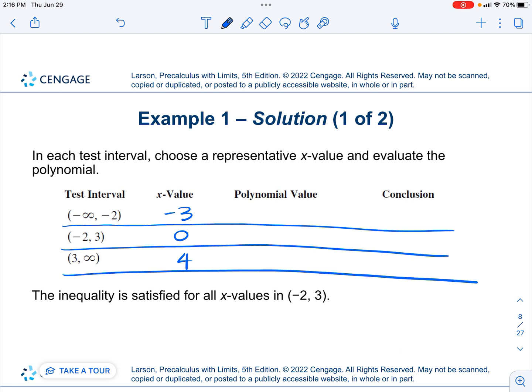I need to pick a number between negative infinity and negative 2. I pick negative 3. Now I need to plug that into my polynomial. If I plug that in, I would get negative 3 squared, which is 9, and then minus negative 3, so that'd be plus 3, minus 6. So this would end up being 6. Is 6 less than 0? I would say no. The conclusion is no, that interval is not in it.